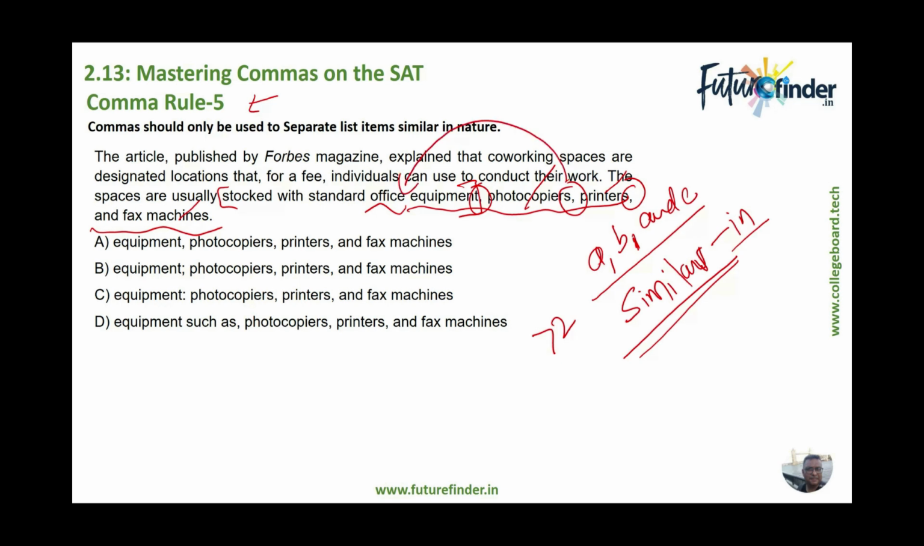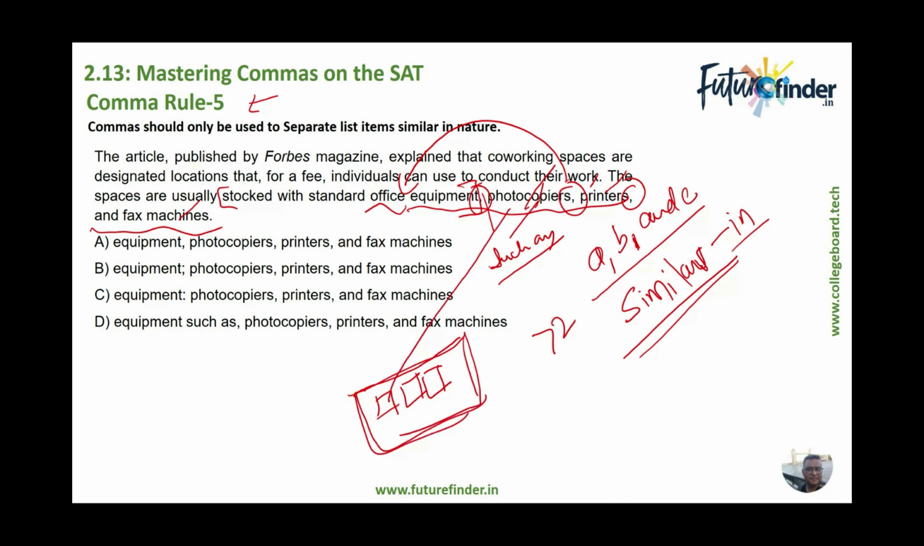So basically it's not a part of the same group. It is basically standard office equipment, and then inside that it is item number 1, item number 2, and item number 3. So this basically would mean such as or something like that, right? Such as photocopiers, printers, and fax machines. Hence a comma to demarcate an all-encompassing item and the items which lie within this item is incorrect. So this shouldn't be a comma. So that rules out A.